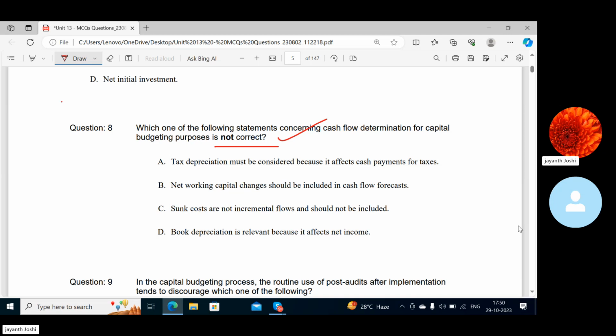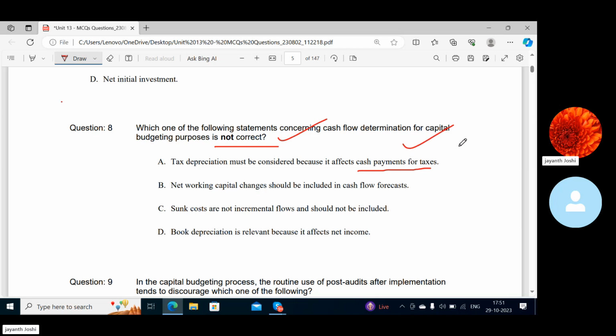Option D. So which one of the following statements concerning cash flow determination for capital budgeting purpose is not correct? Tax depreciation must be considered because it affects cash payments for taxes. They're asking which is not correct. So in capital budgeting process, of course, tax depreciation we consider. Why? Because it affects cash payments for taxes, right? Why does it affect the cash payments for taxes?